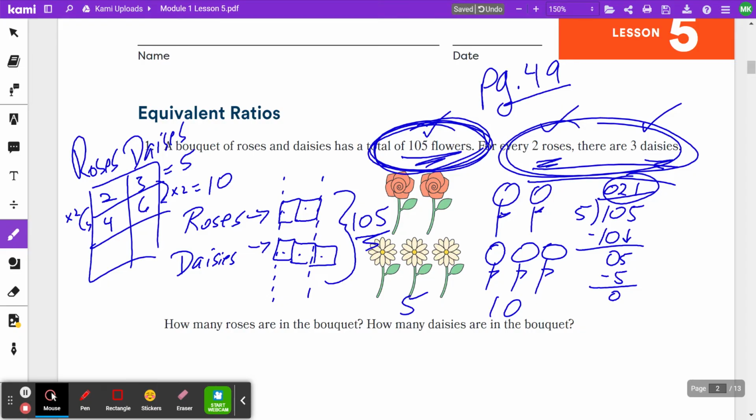Now that 21 is a very important number. Okay, we call that a constant.